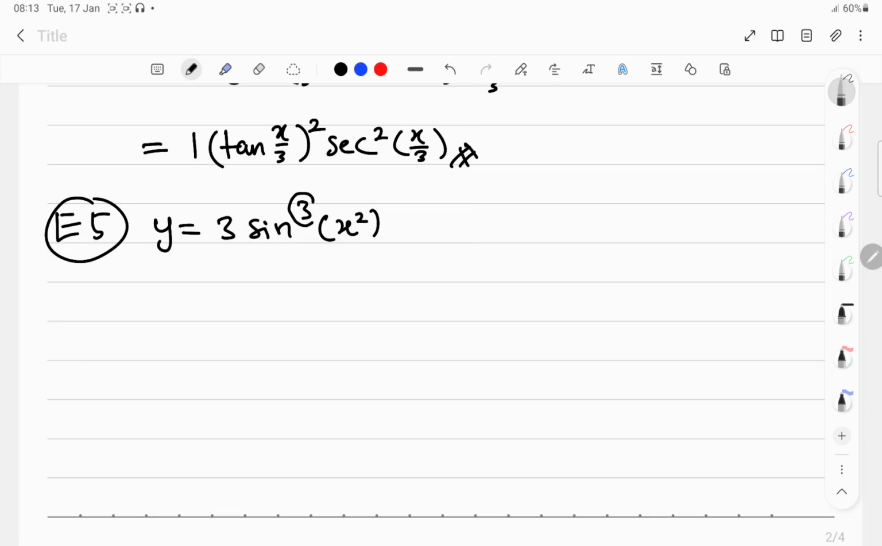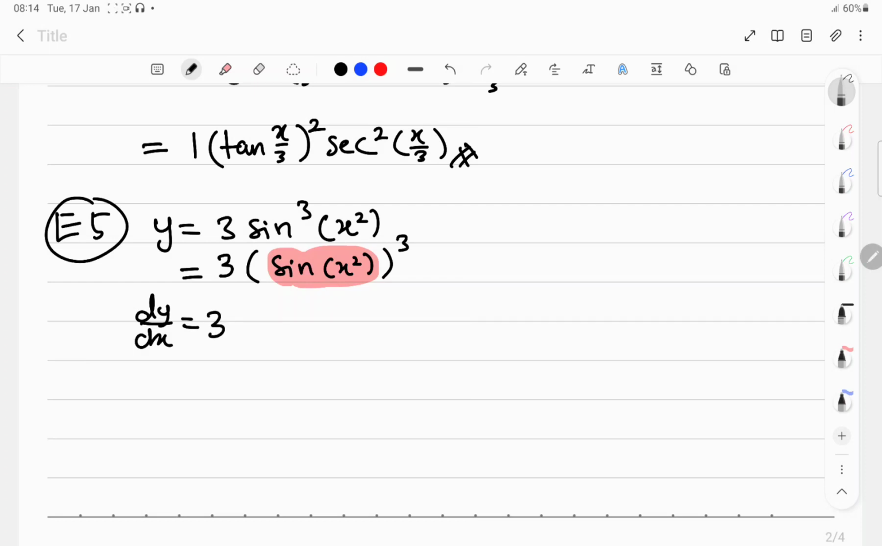This one we have power over here, so we have to rewrite just like the previous example. How to rewrite it properly? 3 bracket cube, inside got sine x squared. That's better. Now for this one, we have to use power rule one more time. So power rule, the f(x) is this one. Let's do the differentiation properly.